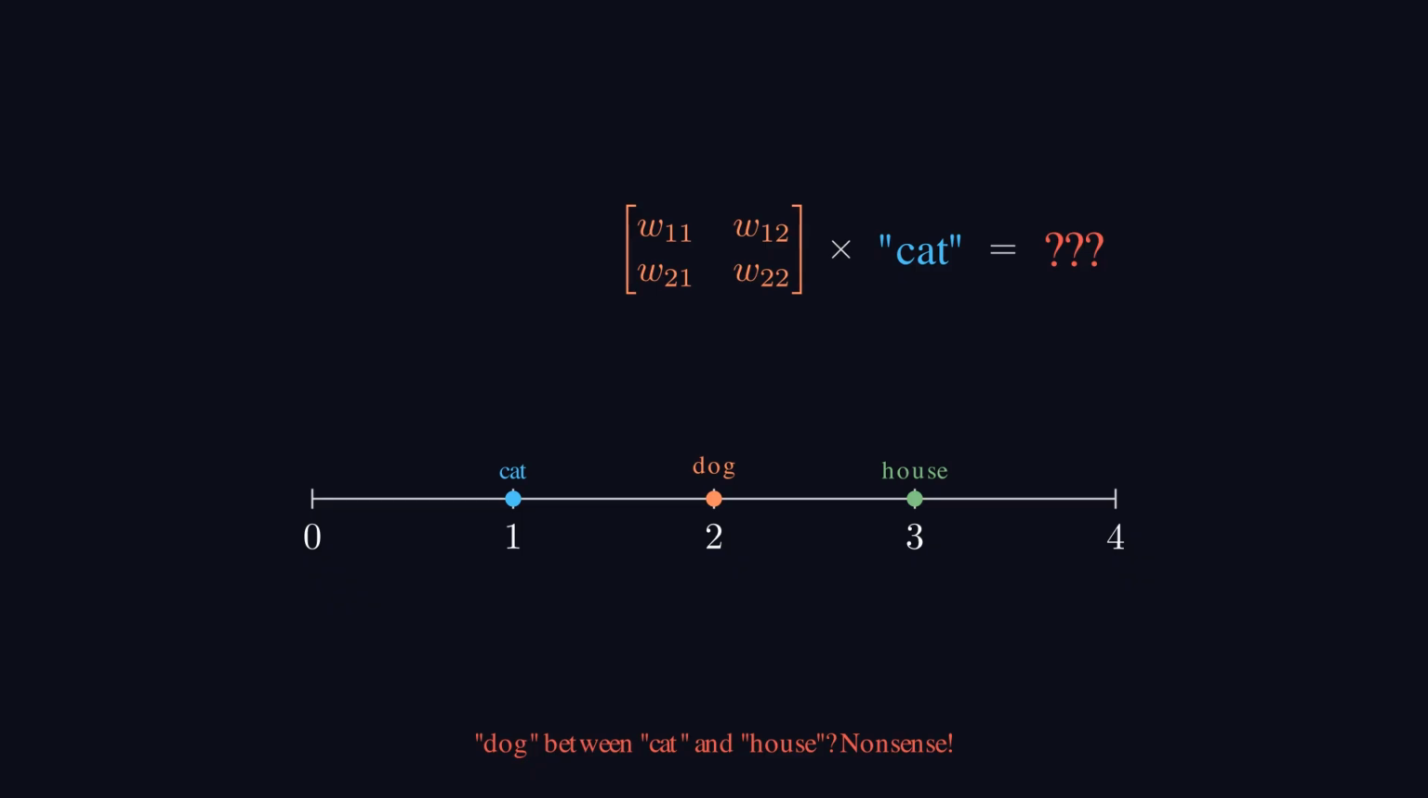The naive approach? Assign each word a number. Cat is 1, dog is 2, house is 3. But this implies dog is between cat and house, which makes no sense. And the distance between cat and dog is the same as between dog and house, also nonsense.